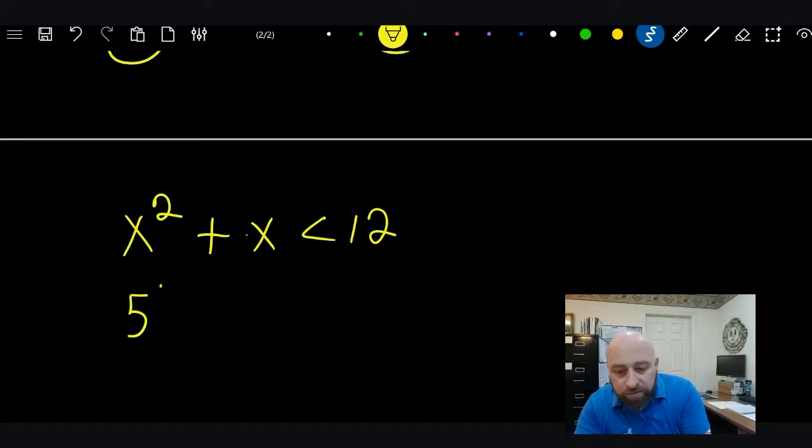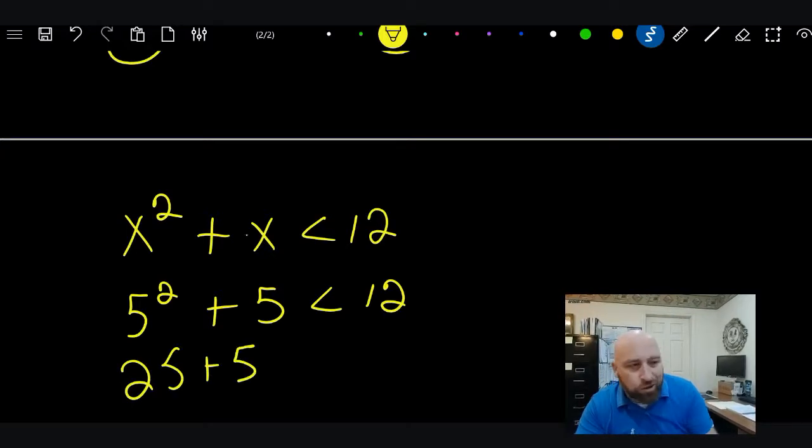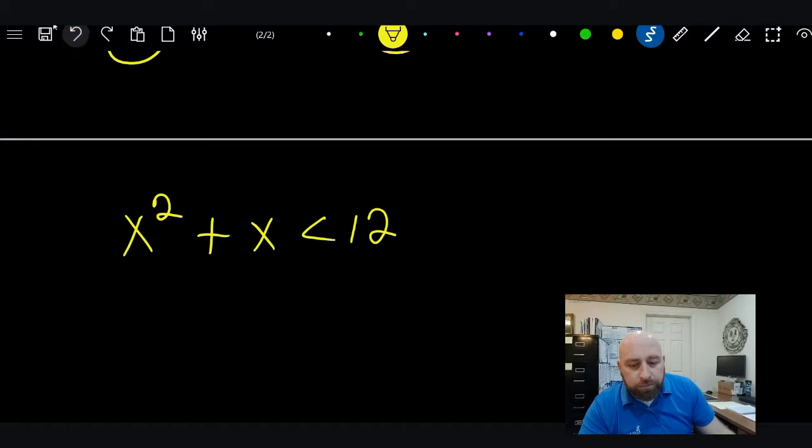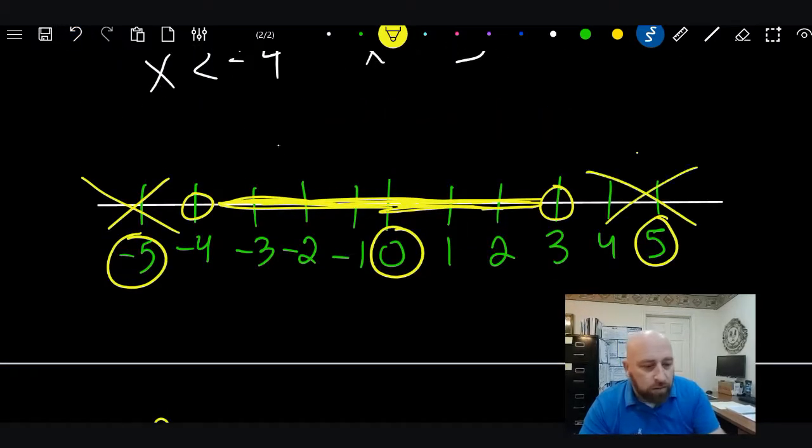So 5 squared plus 5, that's 25 plus 5. Well, that's 30. No, that one's not going to work. So there we go. That one would not work. So our graphing solution to this would be this right here. This middle section is what we'd color in. Okay. And there you go. That is how to do a polynomial inequality.